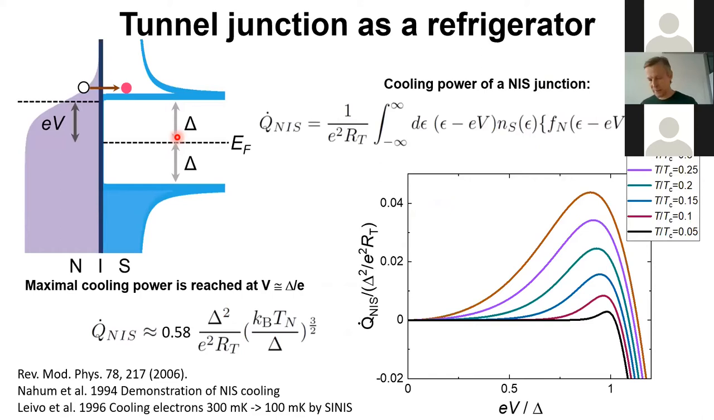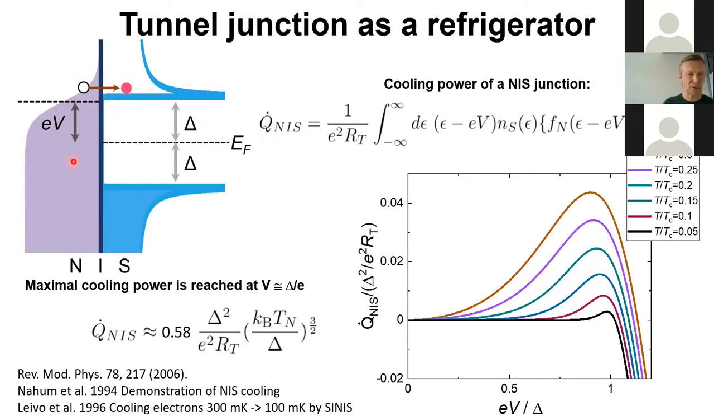A last element in this toolbox is something that I want to show, although I don't use it very much here, but we have worked a lot on it, and it relates very closely to thermodynamics. This NIS junction is a very active element, not only to probe the temperature, but also to manipulate the temperature. So this tunnel junction can be used also as a refrigerator. And the idea is extremely simple. You just take the very same setup as before. I even use the same figure, I guess.